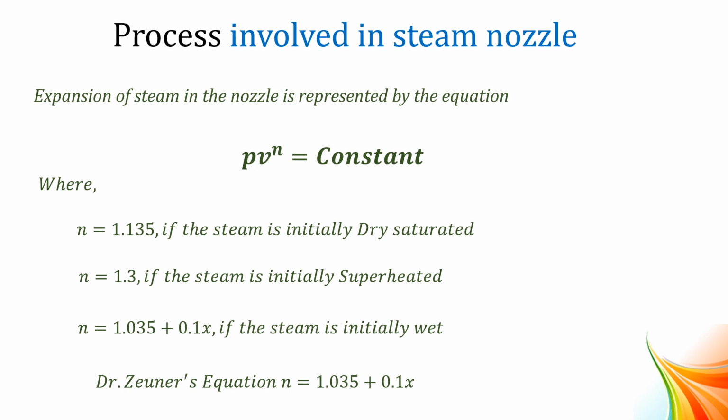The process involved in the nozzle is PV power n equal to constant, that is a polytropic process. PV power n equal to constant, where n varies. If it is dry saturated, n equal to 1.135. If it is initially superheated, 1.3. If it is wet, 1.035 plus 0.1x. Likewise, we can calculate the n value.